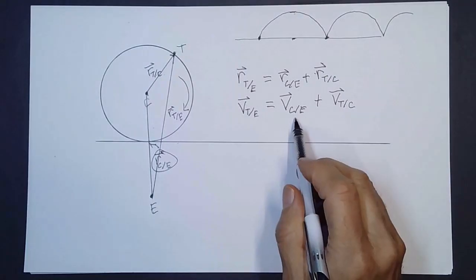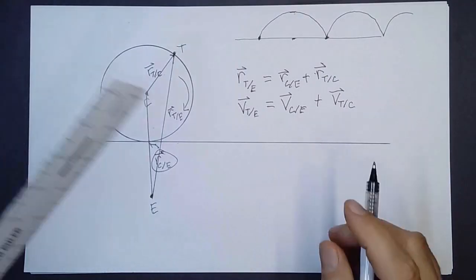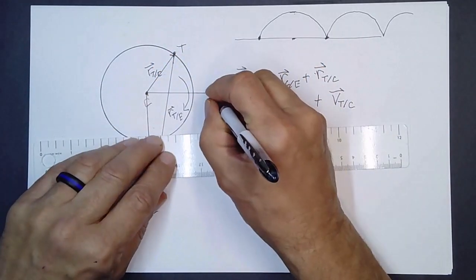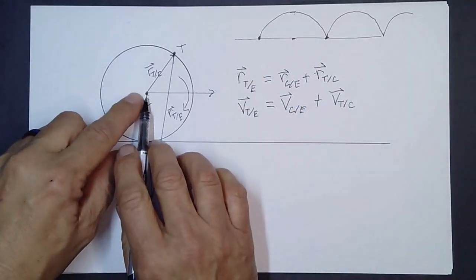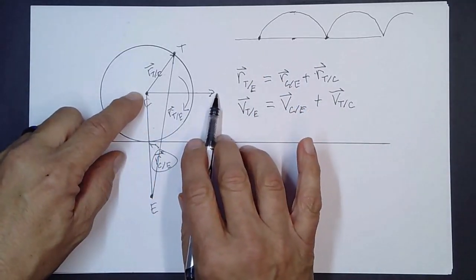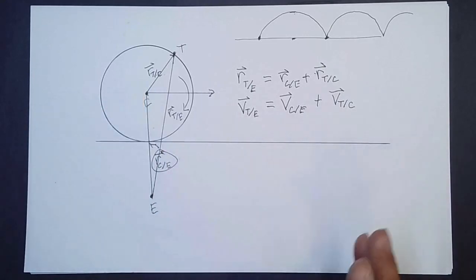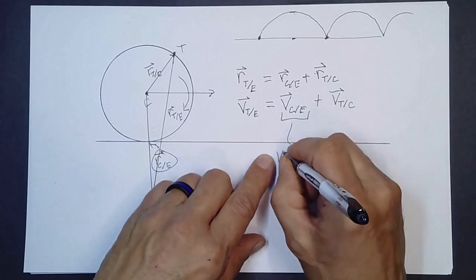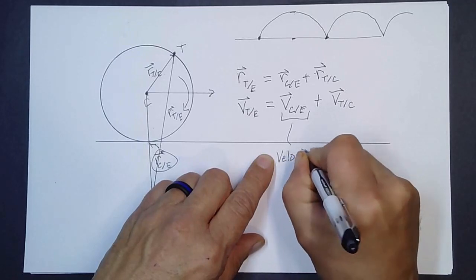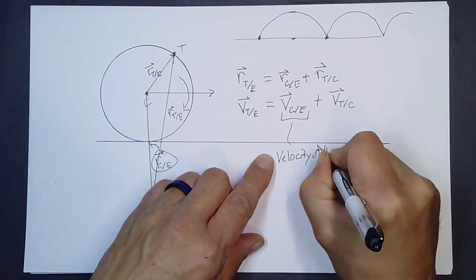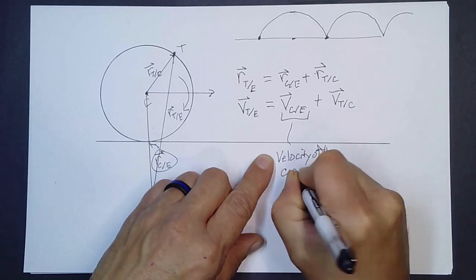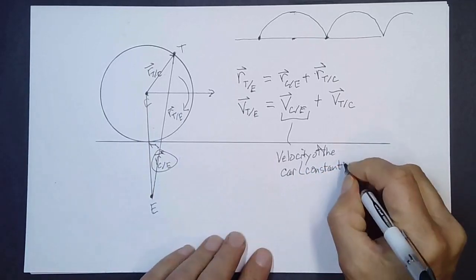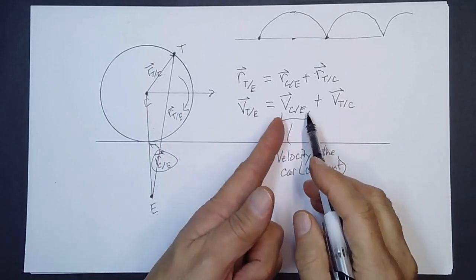The velocity of the center of the tire with respect to the earth. As the car drives down the road, the center of the tire, or the center of the wheel, goes in a straight line with constant speed. We're assuming the car is moving with constant speed. And this is the same as the velocity of the car, which is constant. Okay, so that's part of it.